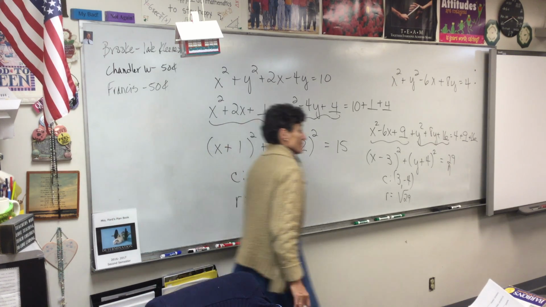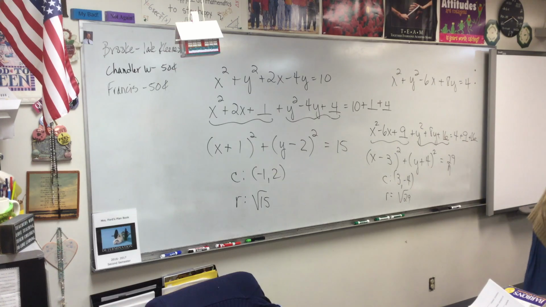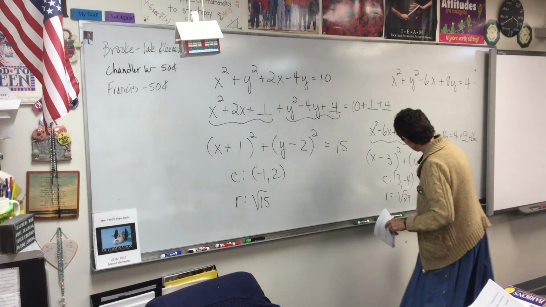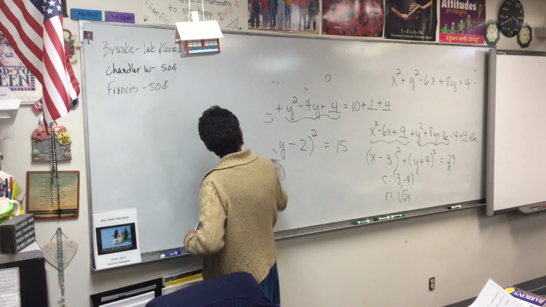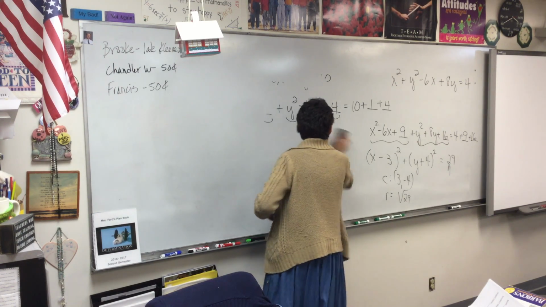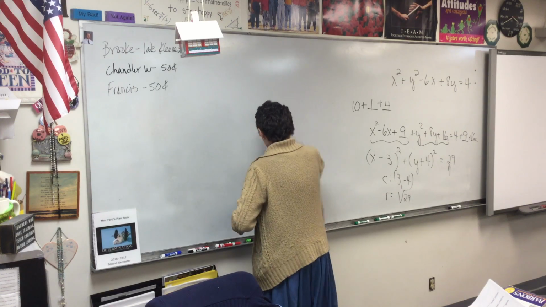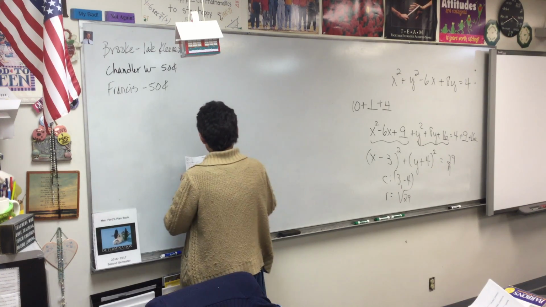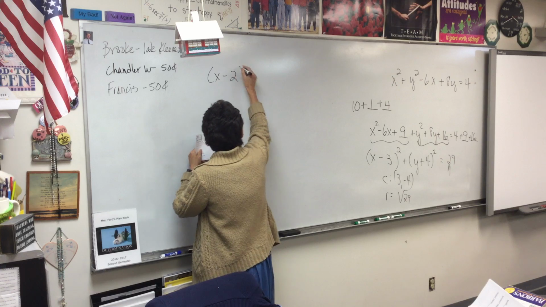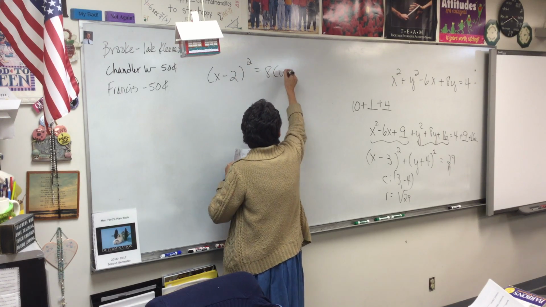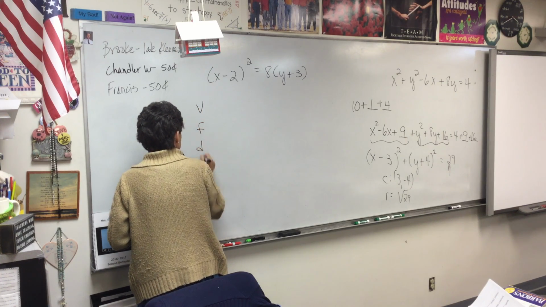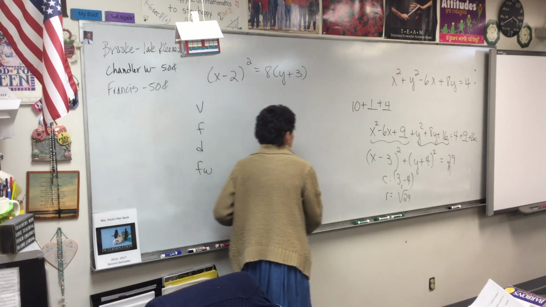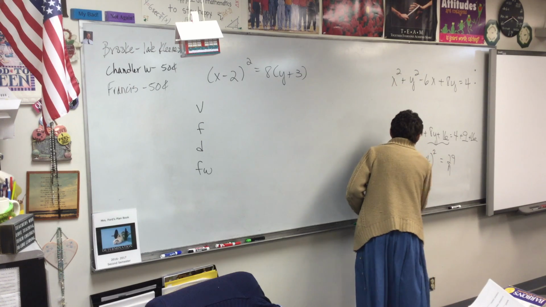All right. Then you have parabolas. So we'll do our 2 parabolas, because those are going to be on the quiz too. You're going to have to do a parabola on the quiz. And for the parabola, we have to find the vertex, focus, directrix, and focal width. Those are the things we're finding.